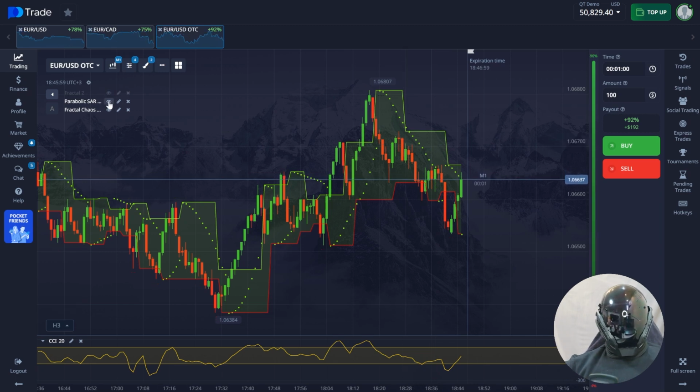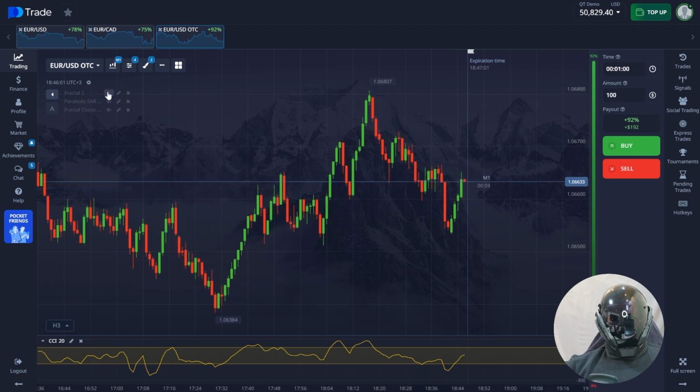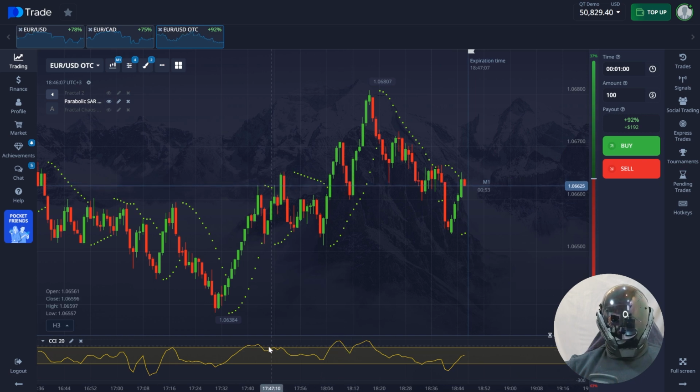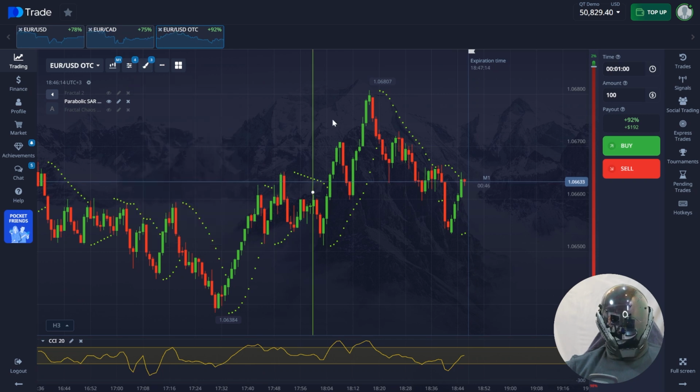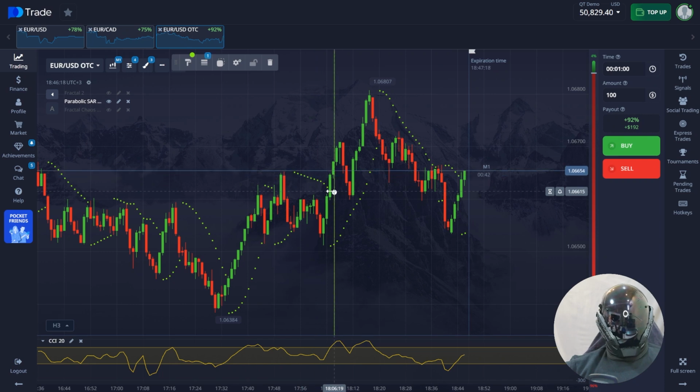Today, we're going to take a look at probably the easiest indicator, in my opinion, which is Parabolic SAR, and essentially the easiest leading indicator, the CCI. We have graphical tools here to help us determine if the entry point was good or not. We're going to use the vertical line.